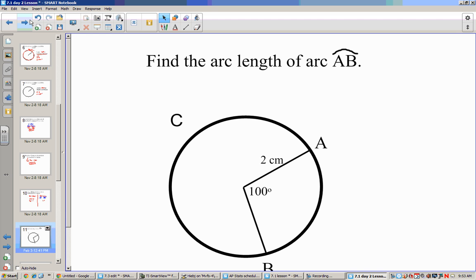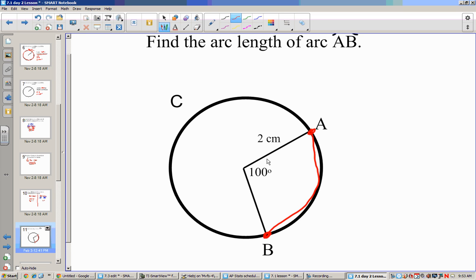All right. Now things get a little bit more complicated with arc length. Now we want to find the arc length, which is just the distance from A all the way to B. Now it shows us that this degree measure is 100. So 100 out of the whole circle would be 360. So our part is 100 out of the whole thing, which is 360.